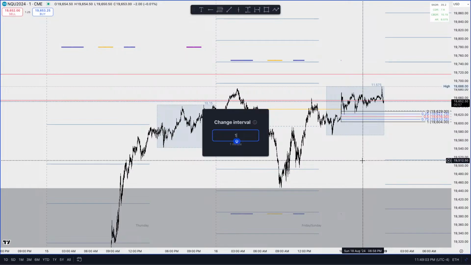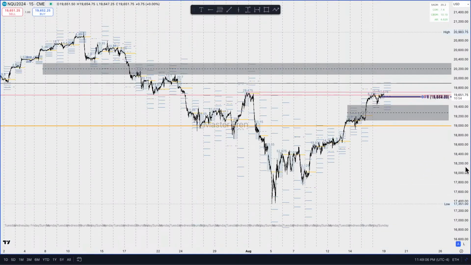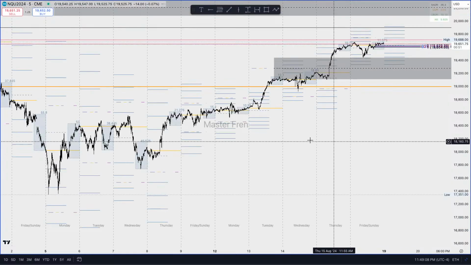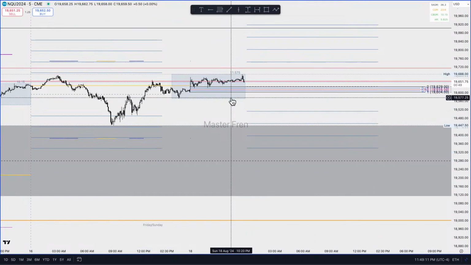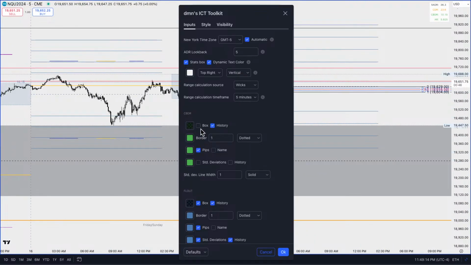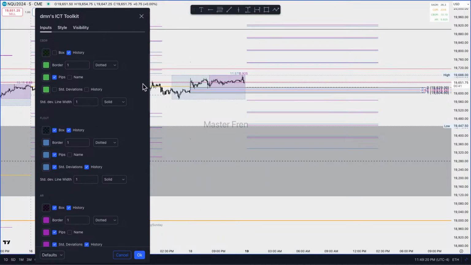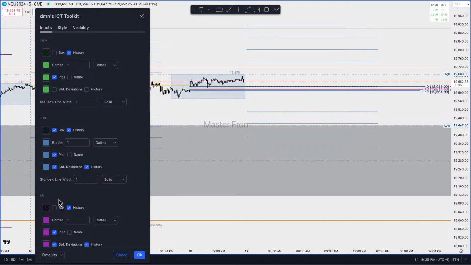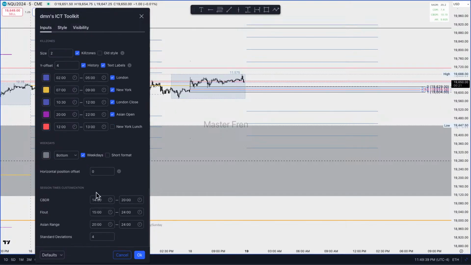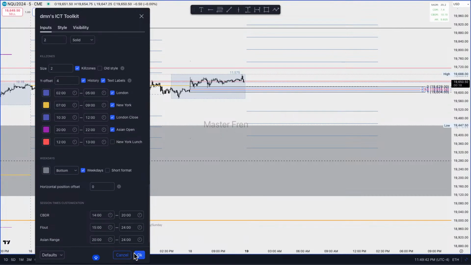Okay, so let's go to the 15 minute. Actually, let's go to the 5-minute. So we had what? Not a very big Asian range tonight, really. Let's check it out. 59 handles are bigger than I want it. So really, I am looking for PD arrays off of this range. Okay. This range is deviations.